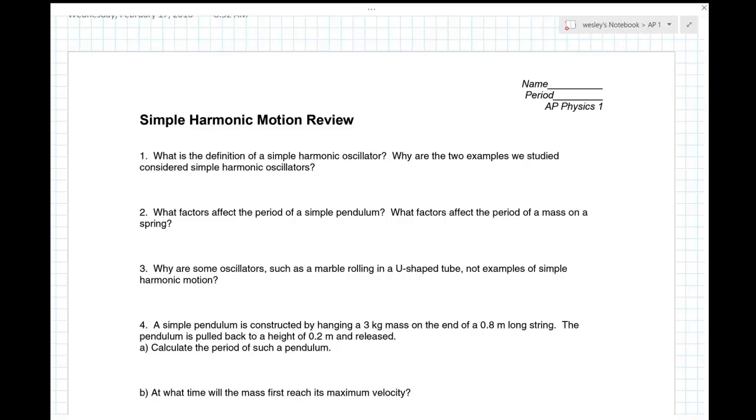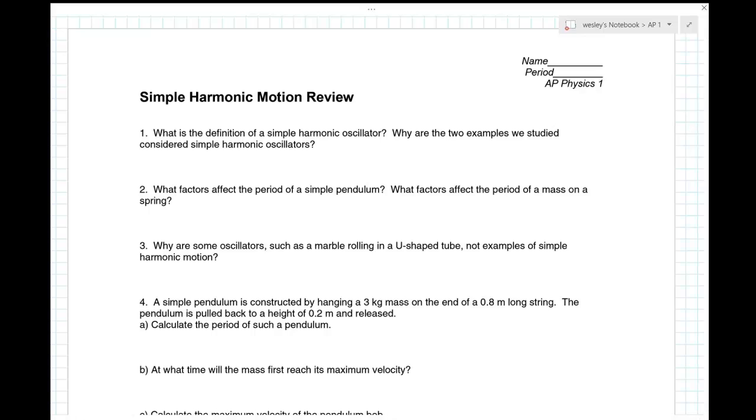All right, we're going to go over our simple harmonic motion review. So let's start with this first one. What is the definition of a simple harmonic oscillator? And what are two examples we studied that we considered to be simple harmonic motion?